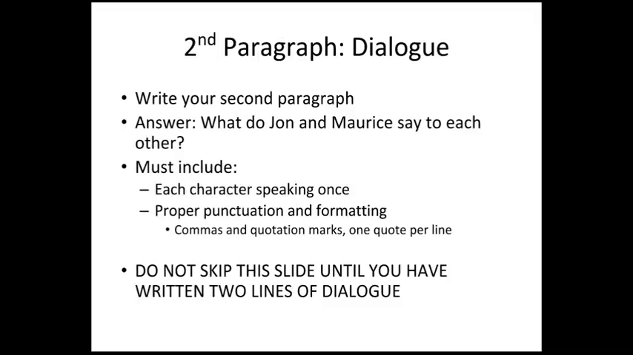All right, time for our second paragraph, where we're going to introduce some dialogue. So, the question we're answering is, what do John and Maurice say to each other? So, each of the characters needs to speak at least once. At least one line of dialogue for each, John and Maurice. And this dialogue needs to have proper punctuation, so use those commas and quotation marks, and formatting, so you better put each quote on its own line. All right, write 2 pieces of dialogue, 1 for each character. Go.